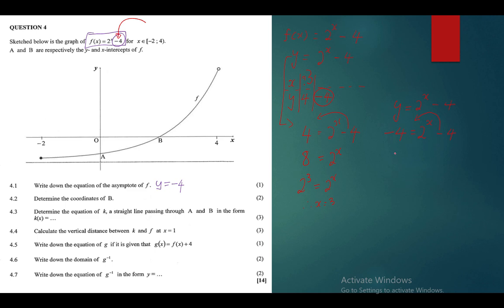Now, if you take this -4 to the other side, you are going to have minus 4 plus 4, which is 0. 0 equals 2 to the exponent x. And in this case, there is no solution of x.